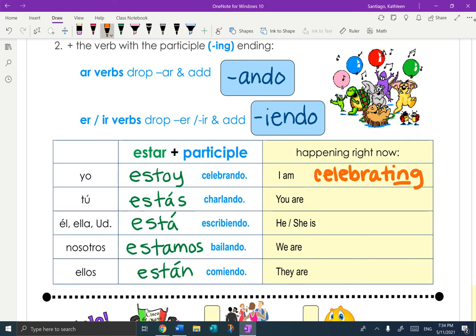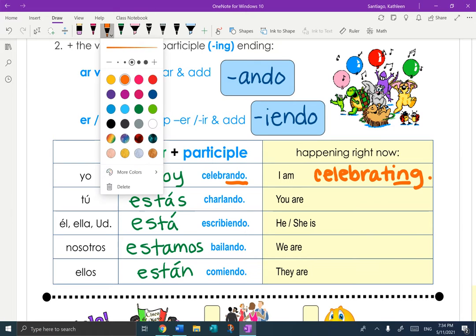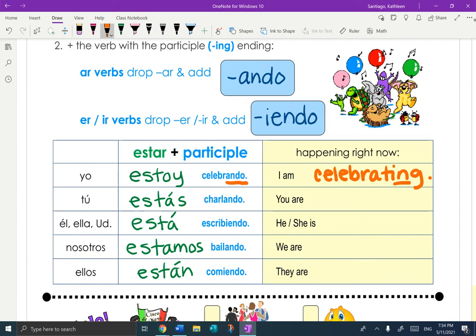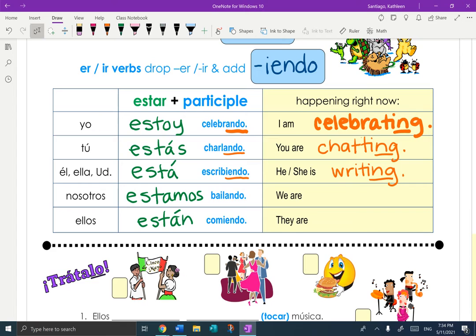Right? And this comes from here. Muy bien. Pen is a little thick. Let's go a little thinner. Tú estás charlando. You are, there we go, chatting. Charlando. ing. Él, ella, usted está escribiendo. He or she is writing. Escribir, to write. Writing. This ing comes from yendo. Nosotros estamos bailando. We are dancing. Bailar, to dance. Ando. Ellos están comiendo. They are eating.